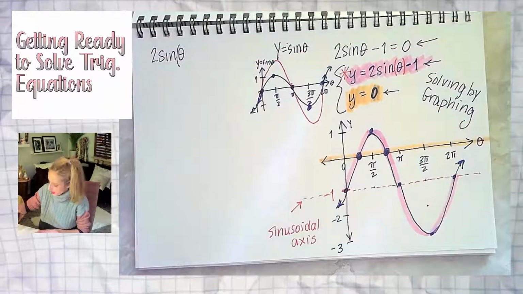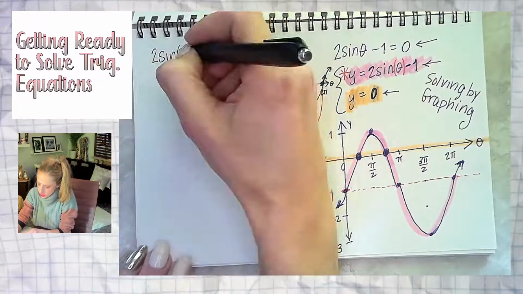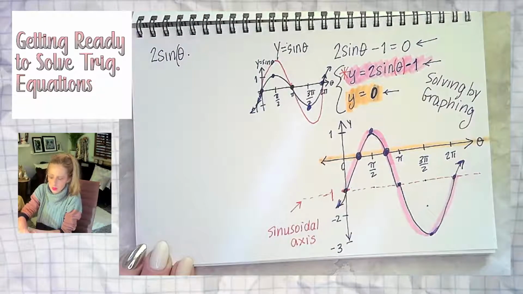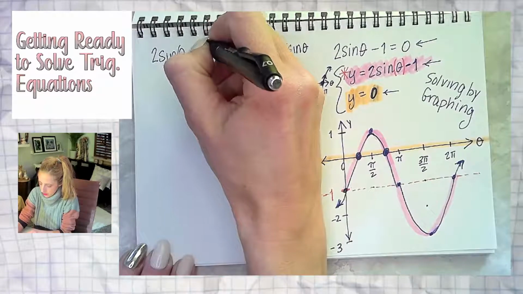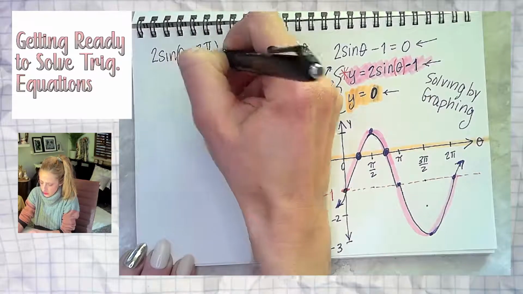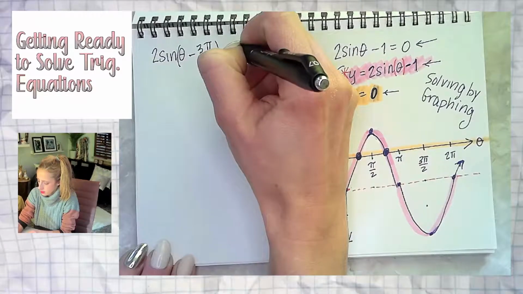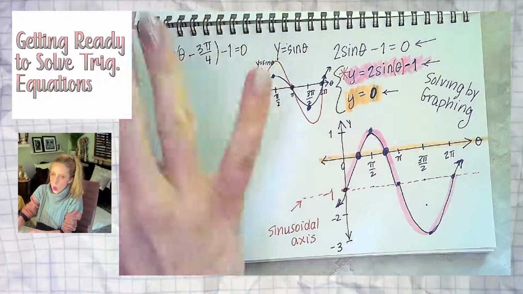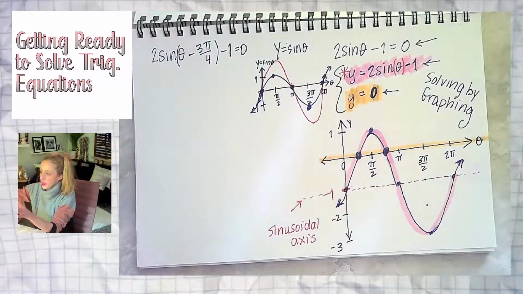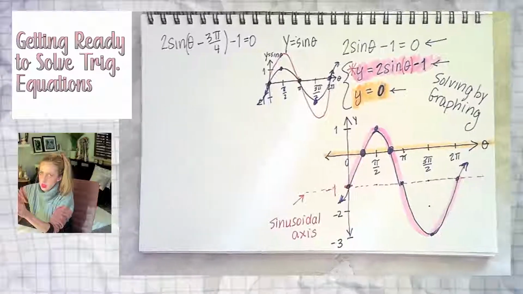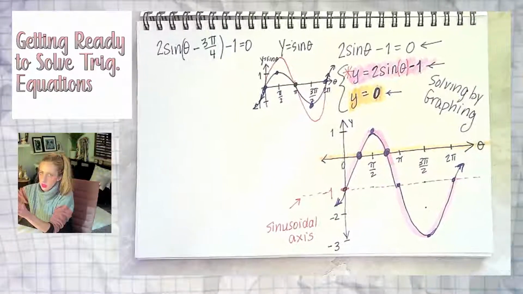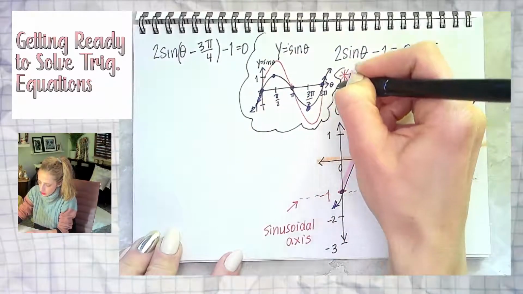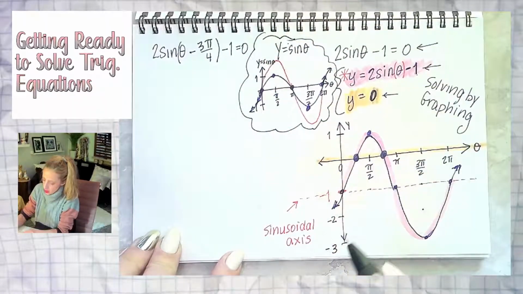So that example, graphically, was 2 sine theta minus 3 pi over 4, was it? I already forget. Minus 1. Is that right? Yeah. So thinking about that now as it relates to the graph, let me see if I can make this. There we go. As it relates to the graph as well, here was the parent. Well, the parent, and also we stretched it out.